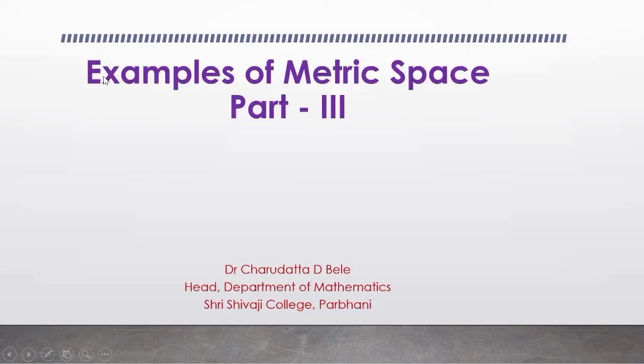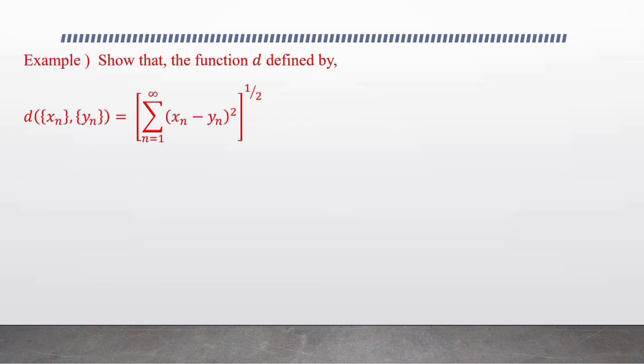In this lecture, example of metric space part 3, I give some more examples on metric space. So one by one, consider here. The first example is to show that the function d defined by d of sequence xn, sequence yn is equal to summation of (xn minus yn) bracket square, n is equal to 1 to infinity, raised to 1 half, means we are taking the square root of this.